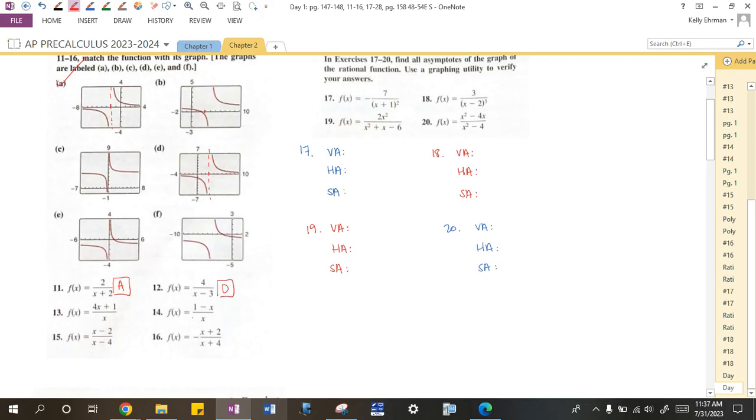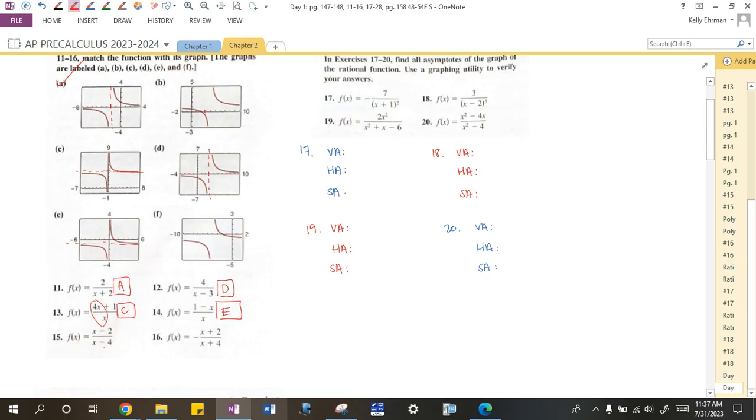Now 13 and 14 both have x equals 0. So that's narrowed down to C and E. The next thing I would look at is the horizontal asymptote. So 13 has to be y equals 4, which would be 1, 2, 3, which would have to be this one for a horizontal asymptote, compared to this one, which is at -1, which matches 14. So C has to go with 13 and E has to go with 14.